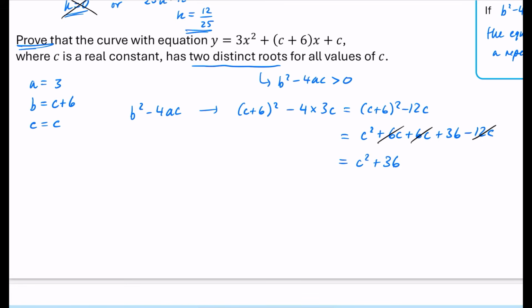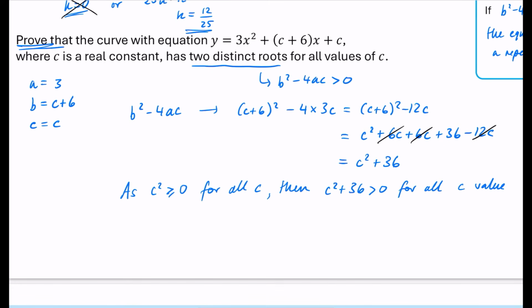Now, because it's a prove that question, I think we need to explain something about this. So we can say, as c squared is greater than or equal to 0 for all c values, think of any number at all, whether it's positive, negative, or 0, it is always going to be 0 or greater. That's one of the key things about things being squared here. So as c squared is greater than or equal to 0 for all c, then we can say that c squared plus 36 is greater than 0 for all c values.